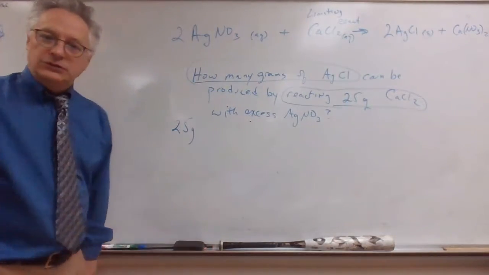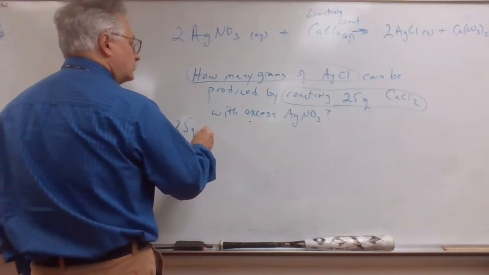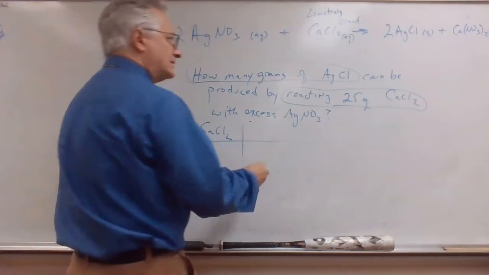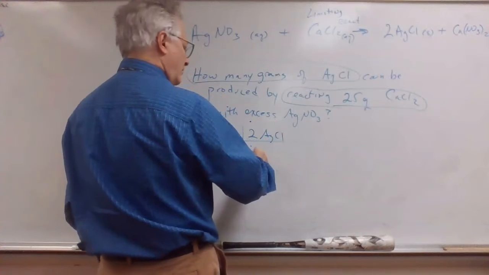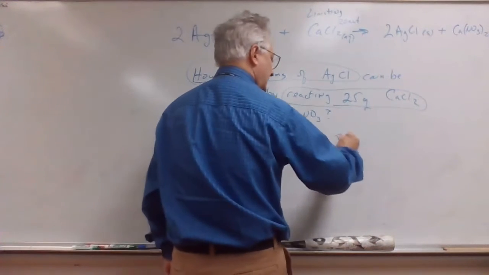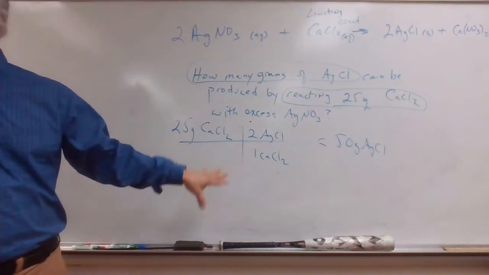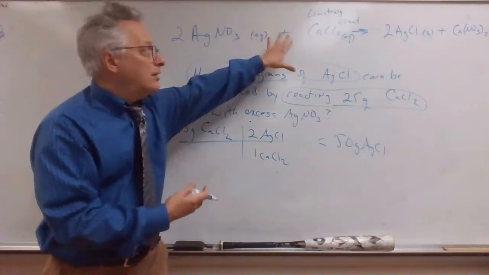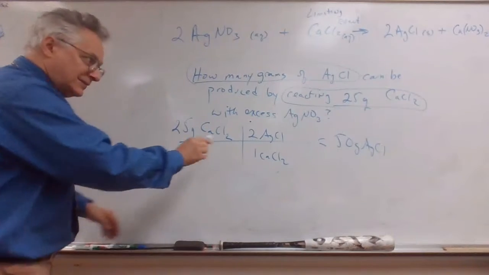Now, I'm going to tell you first of all what not to do. Don't ever say this: 25 grams calcium chloride, and I know I get 2 silver chloride for every 1 calcium. I've seen this before. And so therefore, I'm going to get 50 grams of silver chloride. That is totally wrong. Totally wrong. Because remember, I said these are molar ratios here, not gram ratios. So I've seen people do that.